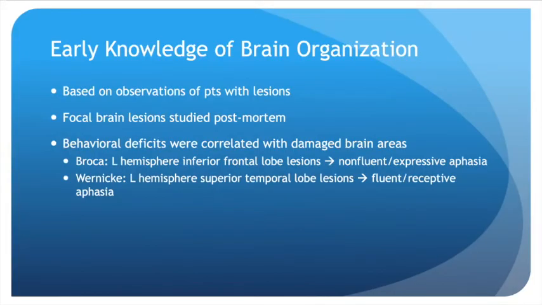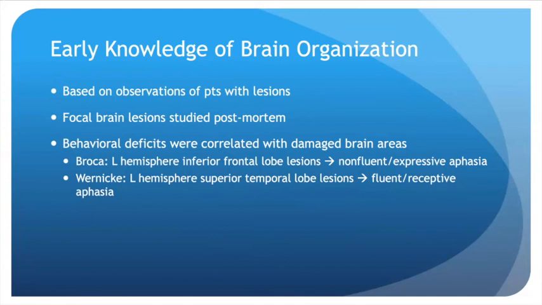So early knowledge of brain organization was largely based on observations of patients with brain lesions. These were typically studied post-mortem. So you look at the focal brain lesions in the tissue and then correlate these with various damaged brain areas. So this was done in the case of Broca's area and Wernicke's area. These were localized as expressive and then receptive language centers, respectively.